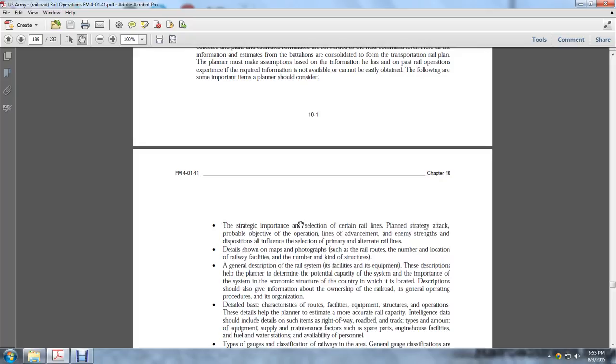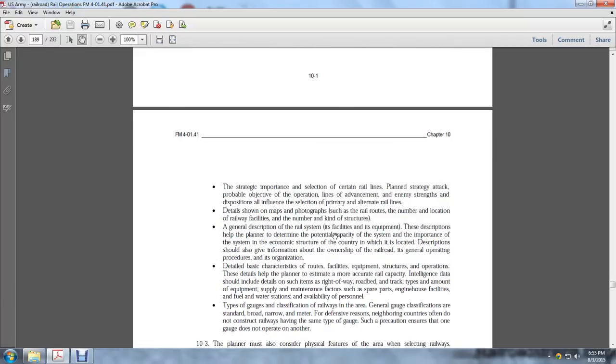Strategic importance of the selection of certain railway lines and plan strategic acts of the plan, objective of the operational line, advancements, enemy strengths and disposition, which influence the selection of primary and alternate railway lines. Details shown on maps and photography, such as railway routes, number, the location, railway facilities, number, and kind of structure. General description of the railway system, the facilities, and equipment. Descriptions help the planner determine the potential capacity of the system, the importance of the system, and the economic structure of the country in which it is located.